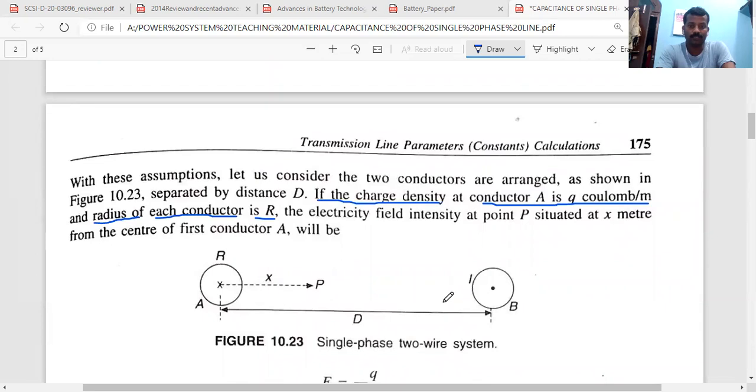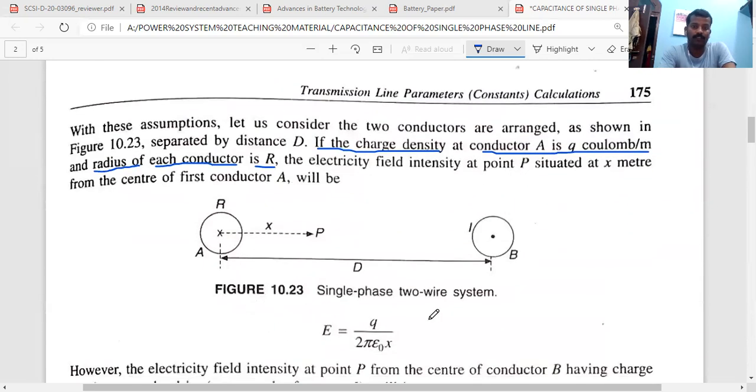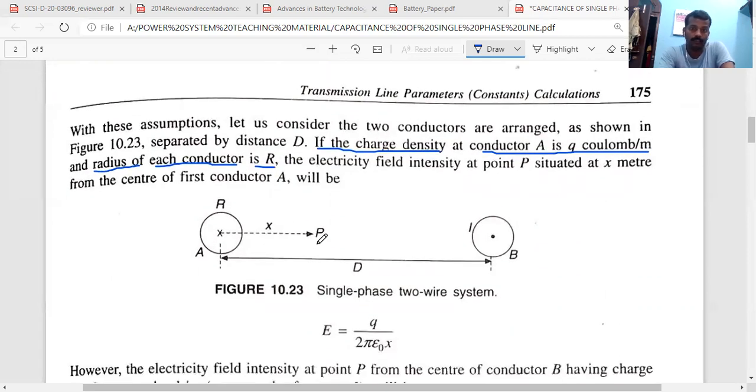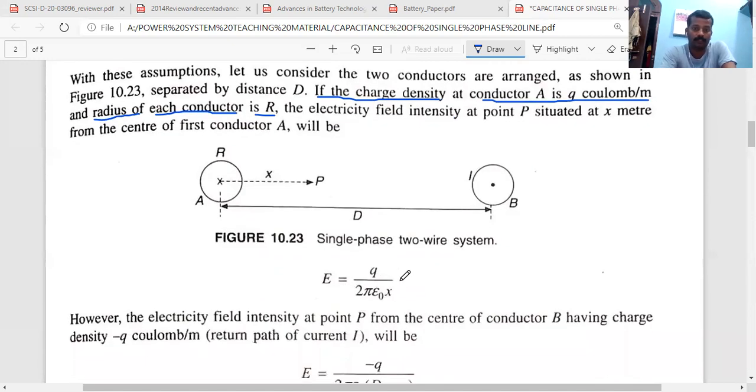Now consider these two conductors of the single phase line, a single phase two wire system. This is the first conductor, this is the second conductor, this is outgoing, this is incoming or returning. If the charge density at conductor A is q coulomb per meter and the radius of each conductor is r, then the electric field intensity at distance x will be q upon 2 pi epsilon naught x.